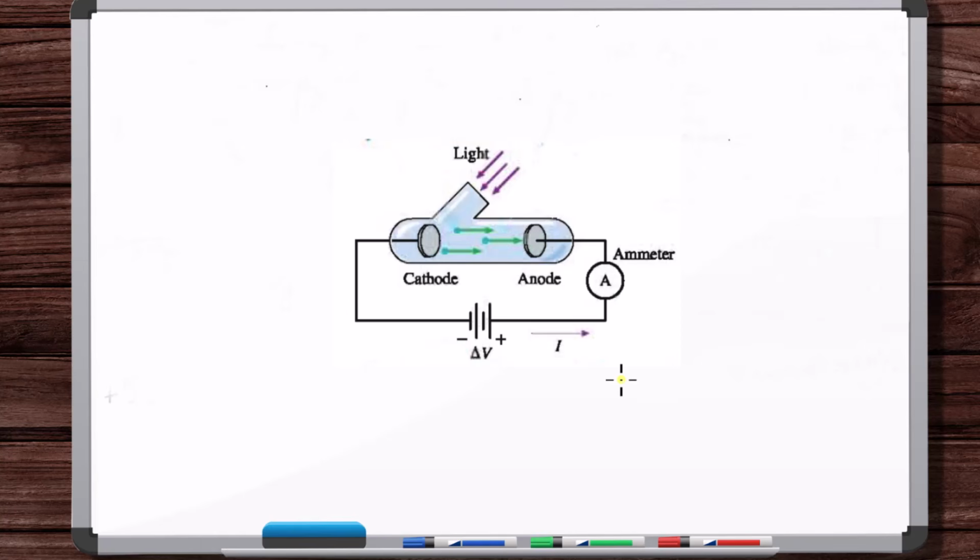They also couldn't explain that when current would flow, it would appear without delay as far as when the light was applied. So it was almost instantaneous, it seemed. Right when the light was applied, boom, current was being detected.